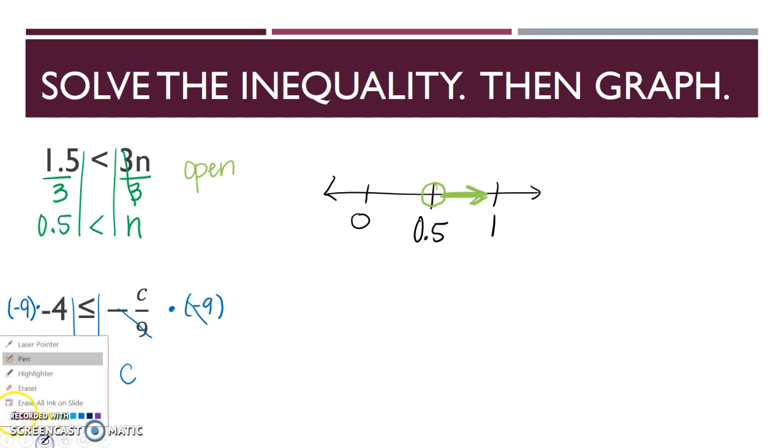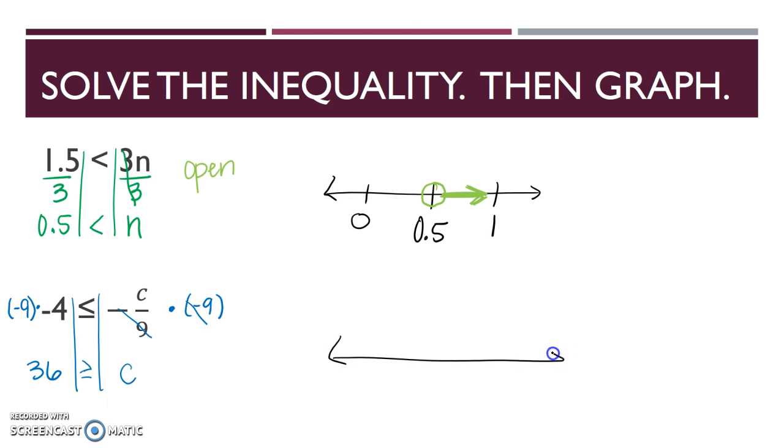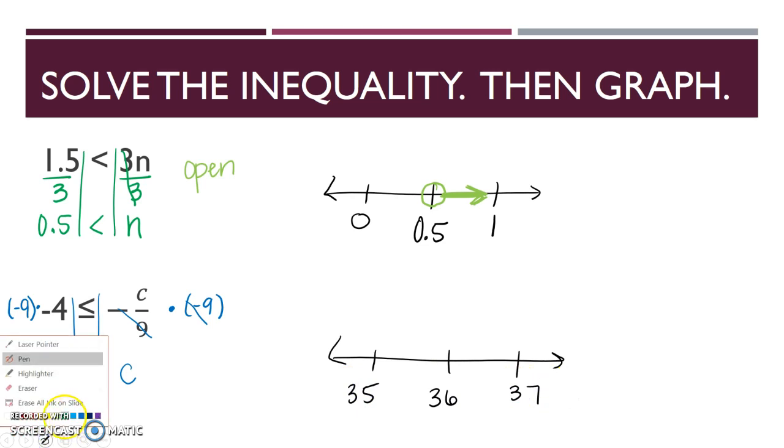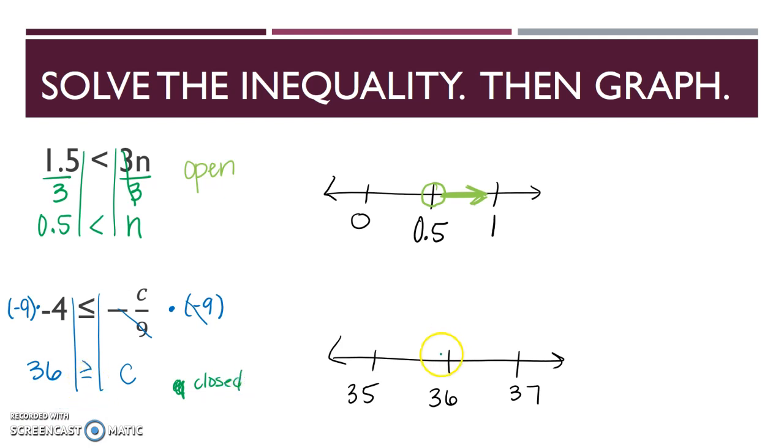So again, we're going to put this on our number line. We've got whole numbers here, so I'm actually going to just count by whole numbers. I've got 36, 35 to the left, 37 to the right. And again, this inequality is going to give us a closed circle because it has that "or equal to" part. So I'm going to color in my circle on 36. And then for this one, c needs to be smaller than or equal to 36. So smaller than, we're going to shade towards the left.